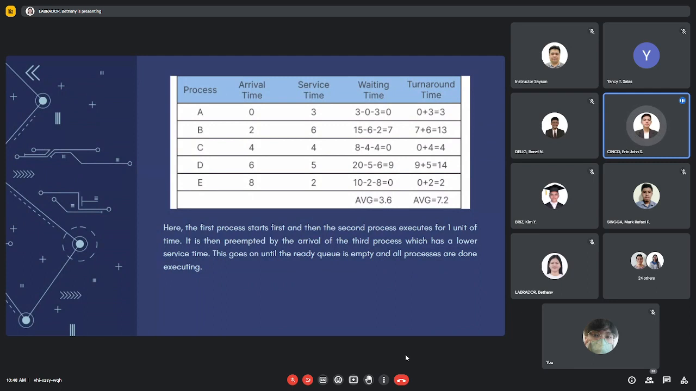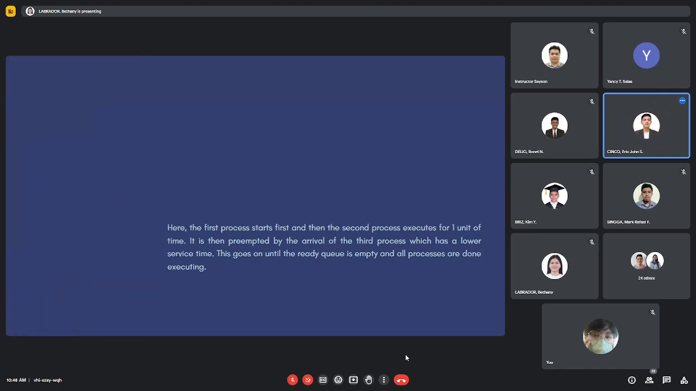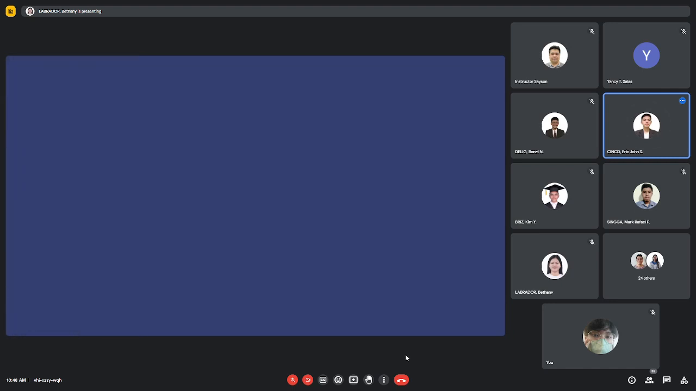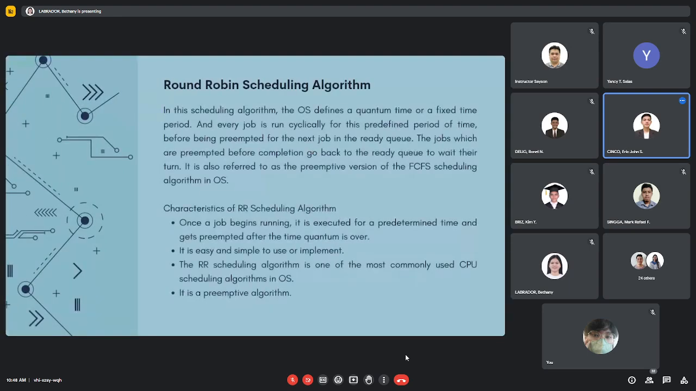O pwede sa nato apilan og response time. Ang response time, mao ni siya ang kanang mag-take note sa start time of execution sa each processes. And also, if nakuha na ang mga values diha sa atong waiting time, turnaround time, pwede naton makuha ang average waiting time o average turnaround time sa atong processes. And next slide, please. So next, scheduling algorithm is the round-robin scheduling algorithm.